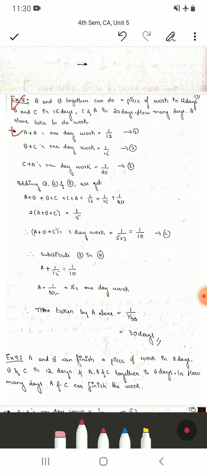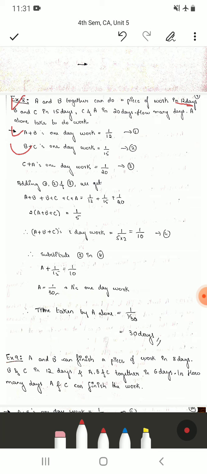So first let us see what is the work done by A and B in one day. The work done by A and B in one day would be 1 divided by 12, because using the formula we can write work done in one day equal to 1 divided by total time taken to complete that work. They have given it to be 12, so it is 1 divided by 12, and let us take it as equation 1.